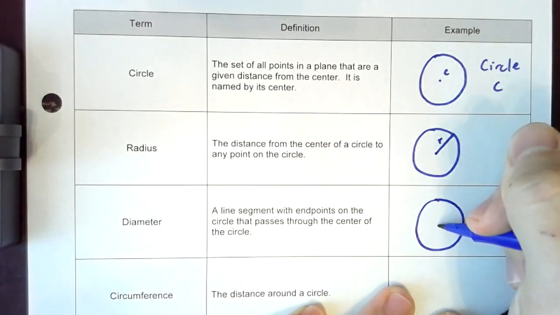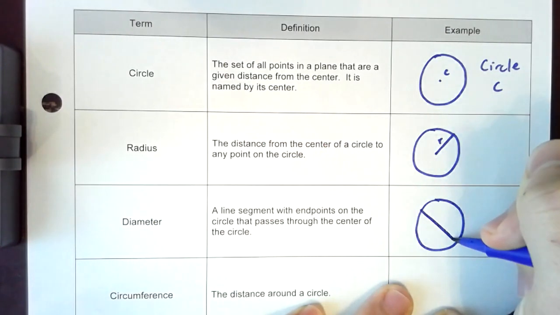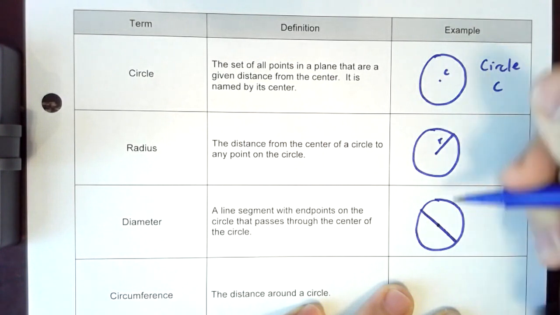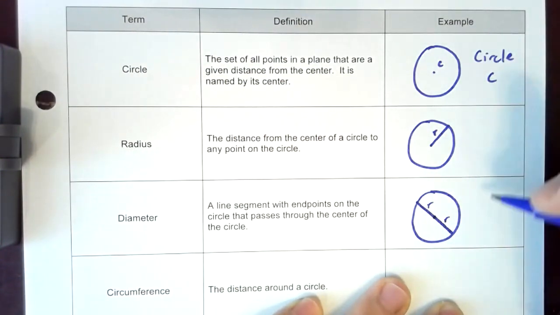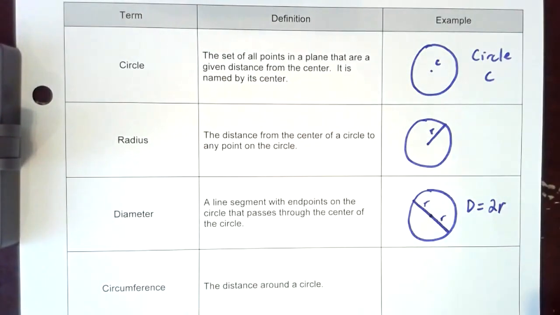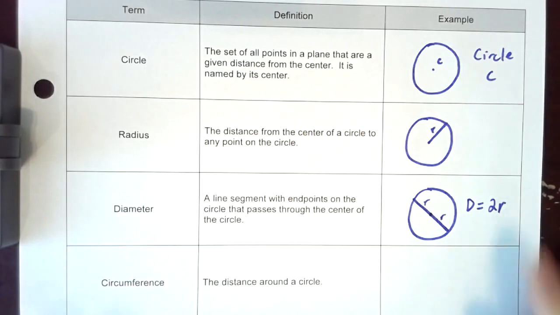Okay, so I'm going to just draw another diameter like that. It has to pass through the center. And if you realize that it passes through the center, you can also realize that D is always equal to 2R. All right, the diameter of a circle is always twice the length of the radius.